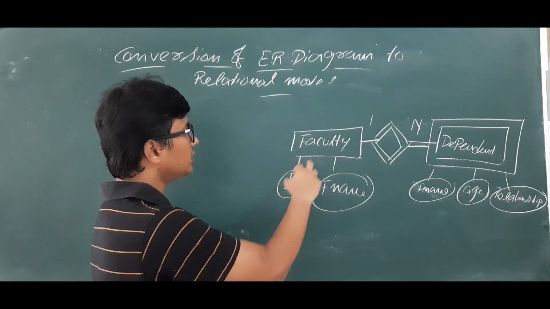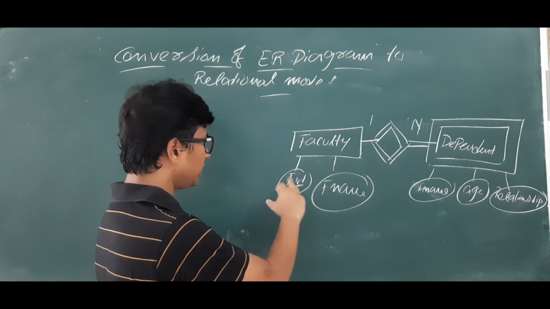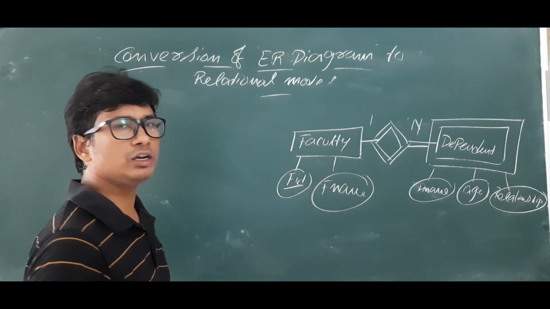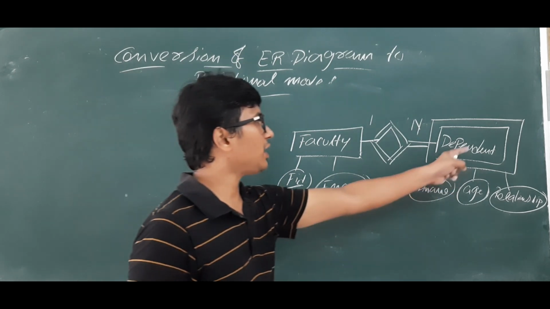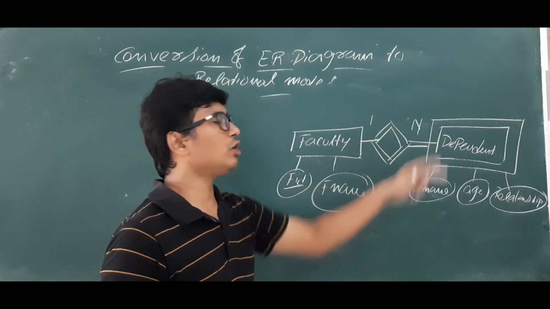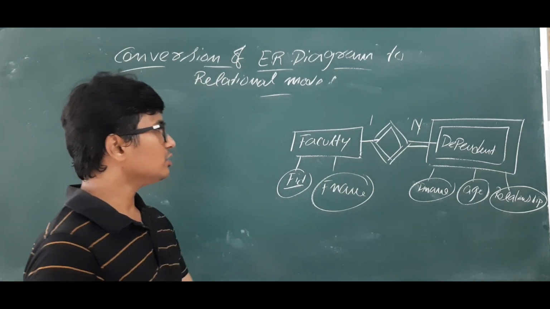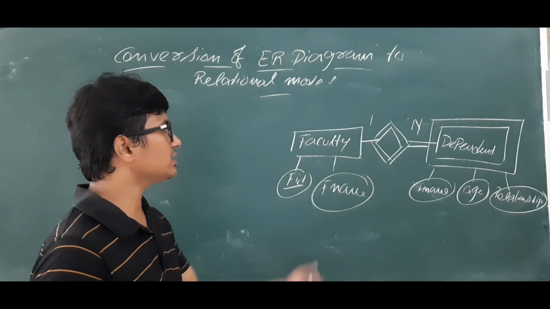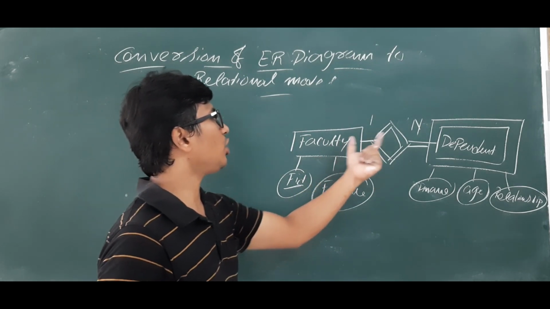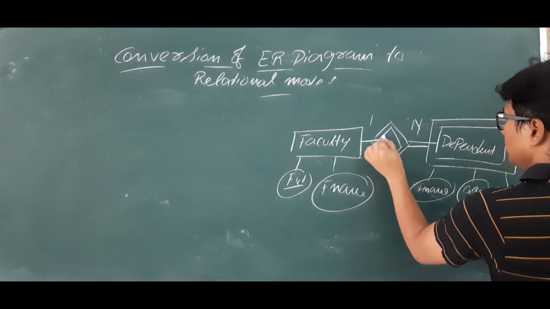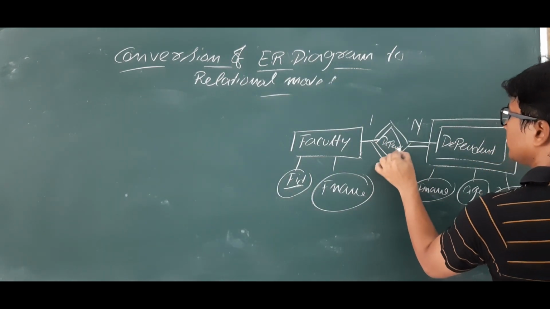Now, you have a faculty entity which has faculty ID as the key attribute, so that's why we call it a strong entity. And you have a dependent, which does not have any key attribute, so that's why we call it a weak entity. This relationship we call an identifying relationship, meaning a relationship between a strong entity and a weak entity, and the weak entity depends on the strong one.